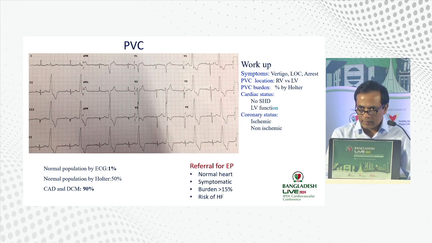That is the PVC. Possibly everybody will agree that this is one of the commonest arrhythmias. It is prevalent in nearly 1% of the normal population, and can be detected by the 12-lead ECG or randomly by Holter. Nearly 50% of the normal population may have one or more PVCs, and coronary disease and DCM patients may have PVCs in nearly 90% of cases. But the question is, symptomatic PVC, when to treat?